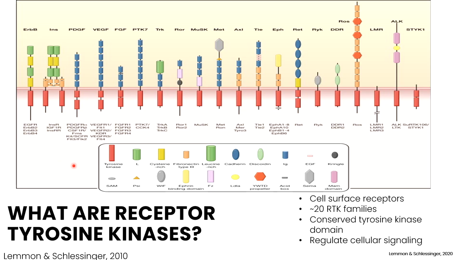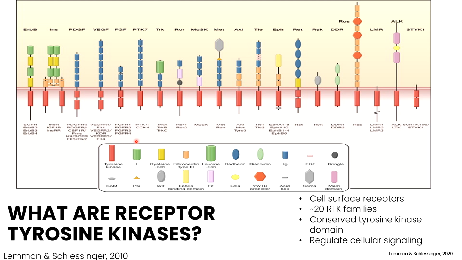EGFR is one of the best studied RTKs because abnormal EGFR signaling is involved in several types of cancer. The figure also shows other well-known RTK families, including the insulin receptor, which regulates glucose metabolism, platelet-derived growth factor receptor, which contributes to cell growth and tissue repair, and the vascular endothelial growth factor receptor, which plays an essential role in angiogenesis and the formation of new blood vessels.